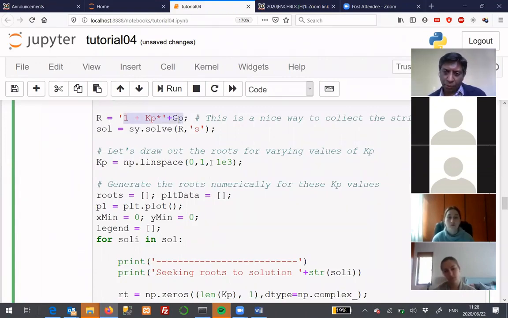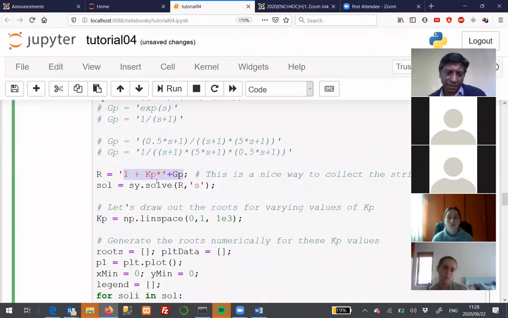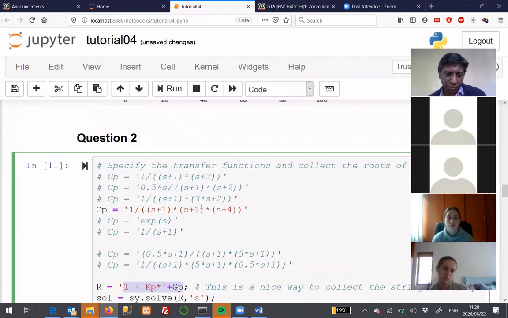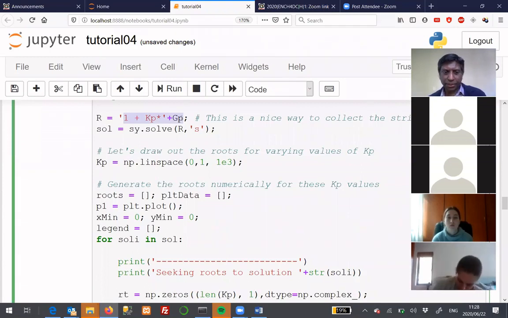So we know that what we actually need is 1 plus Kp times that process. So we choose the string, and of course you can put in your own string as well. You're not constrained to any of these. So you can investigate any process.